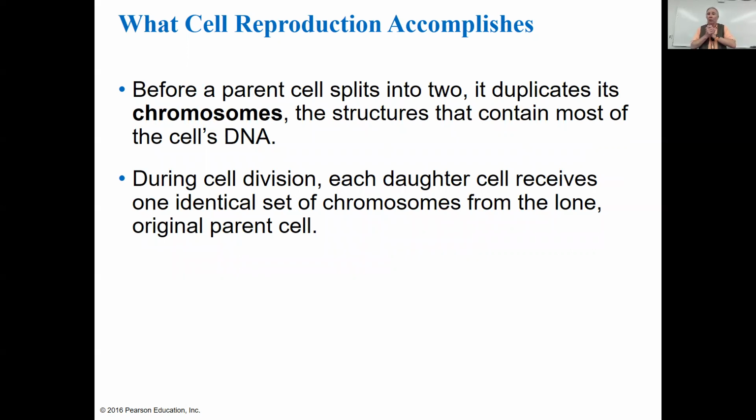So if a human cell is going to go through mitosis and divide in two to make two cells, it has to replicate its chromosomes. It has to really make 92 chromosomes, so each daughter cell has 46, right? This happens in what's called the S phase of the cell cycle. So during cell division, each daughter cell receives one identical set of chromosomes from the lone original parent cell. It's the same number.